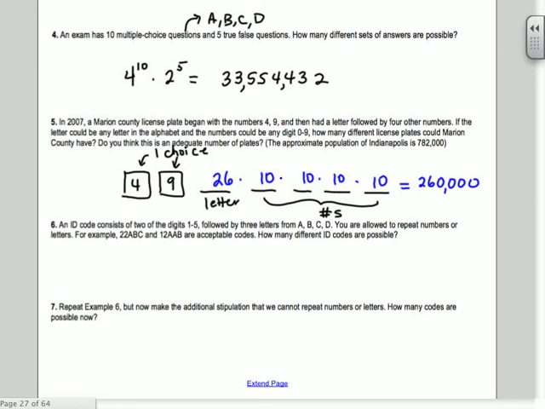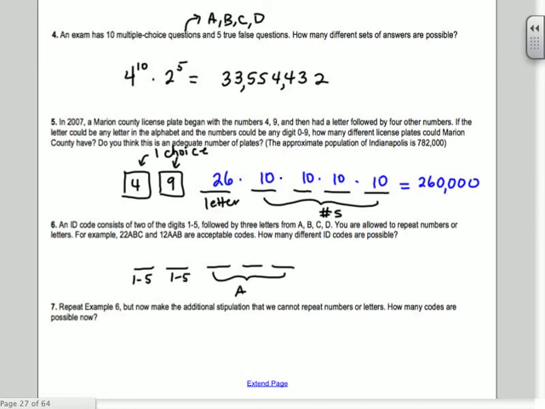All right, so the next one. An ID code consists of 2 of the digits 1 through 5, followed by 3 letters A, B, C, and D. An ID code could be something you use to get into a building, like a PIN. So we have 2 digits 1 through 5, and then 3 letters A, B, C, and D.